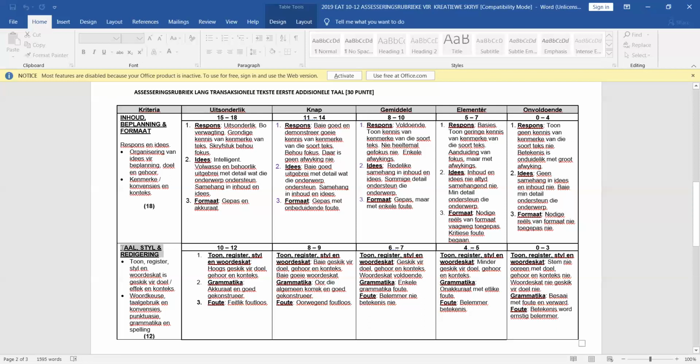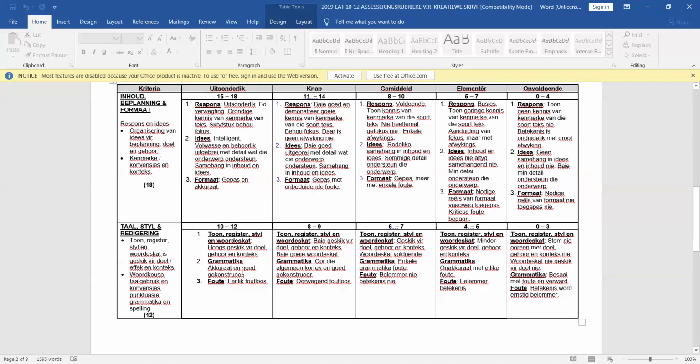Now let's talk about the language style and editing. To get 10 to 12, you would need to have woordeskat, or vocabulary, that is accurate for that audience, gehoor, and for the context of what you're talking about. You would need accurate and good grammar, which is accurately constructed, which follows the Stompie rule, and which is mostly without any mistakes.